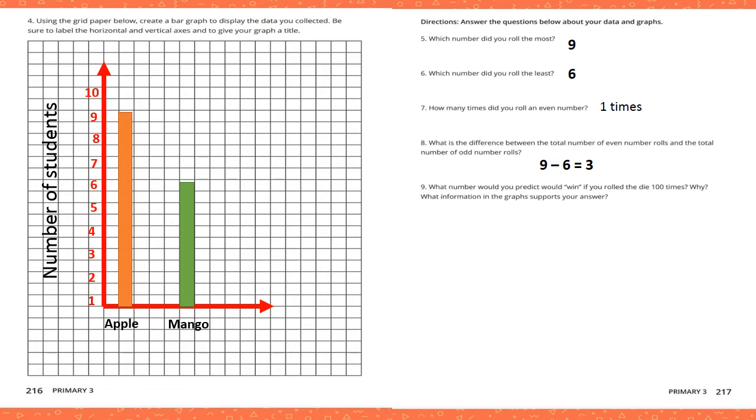How many times did you roll an even number? Even number here is 1. I have here 1. Even number is 6. Okay? Let's continue. What is the even number? 0, 2, 4, 6, 8, and 10. Number 8. What is the difference between the total number of even numbers rolled and the total number of odd numbers rolled? Here, odd is 9 and even is 6. So 9 minus 6 equals 3.